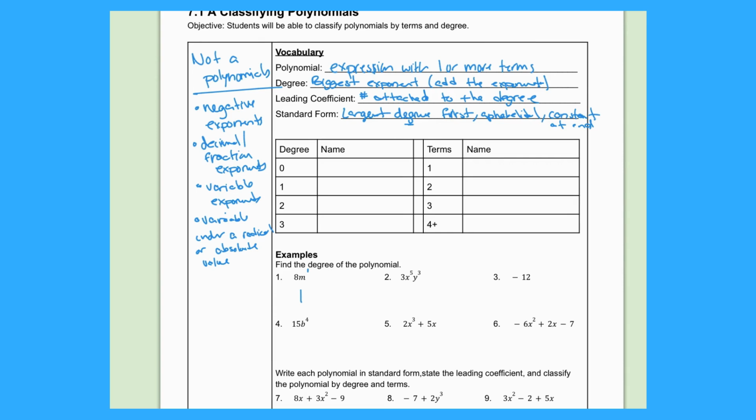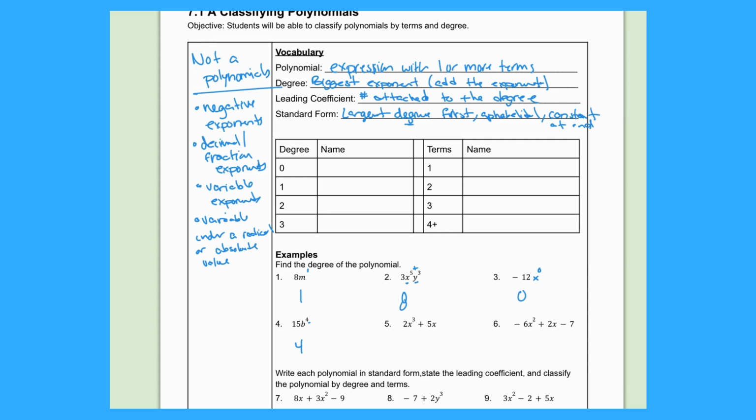So on number 1, the exponent is a 1, so the degree would be 1. It's a first degree polynomial. And then on number 2, the x is the largest exponent with 5, but because there's a y also, we're going to add those together. And that's going to be 8, so it's an 8th degree. And then on number 3, degree is 0, because technically we can put an x to the 0 here. Remember, anything to the 0 power is just 1, so that ends up just going away. But it does exist there. Number 4, the degree is 4, so it's a 4th degree.